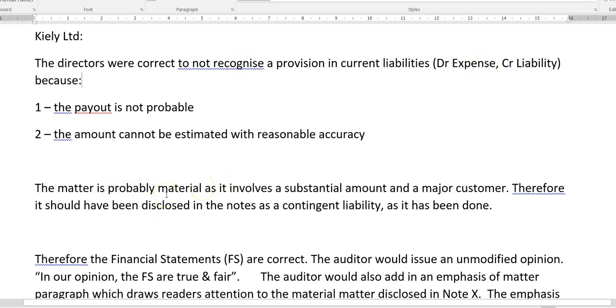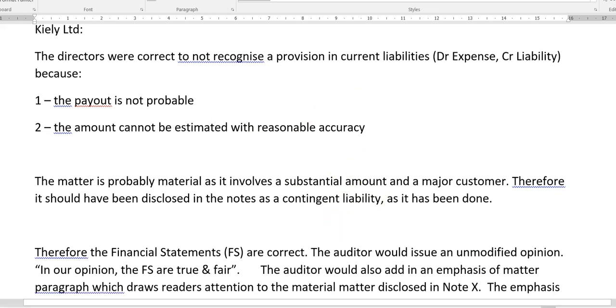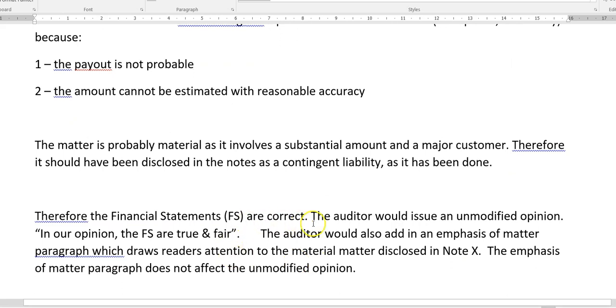Then, however, look at materiality, and it involves a substantial amount and a major customer, so it is material. Therefore, it should have been disclosed in the notes as a contingent liability. So that's what a contingent liability is. It's a potential liability which doesn't meet the criteria to be recognised as an actual liability, so it's disclosed in the notes. So that shows the rules, maybe 2 marks out of 4 going for that, and then the other 2 marks going for saying the financial statements are correct. A non-modified opinion, write down what that is. In our opinion, the financial statements are true and fair, to show what that means.